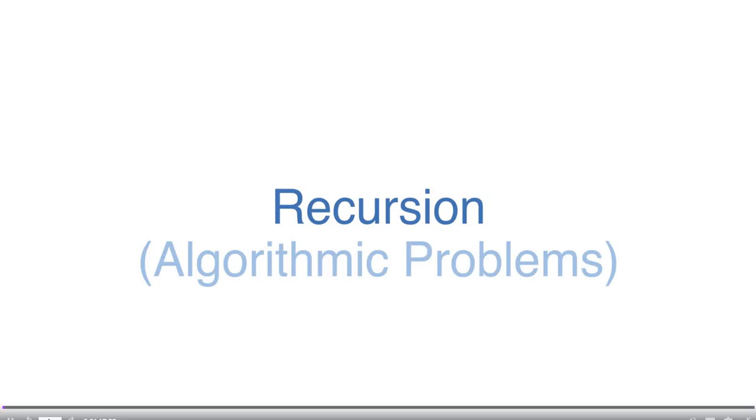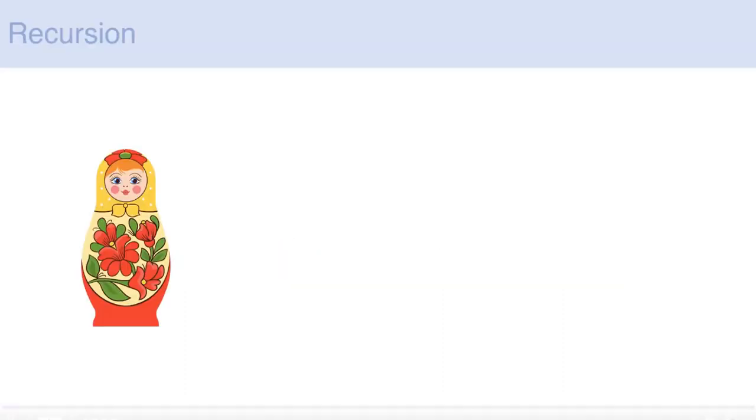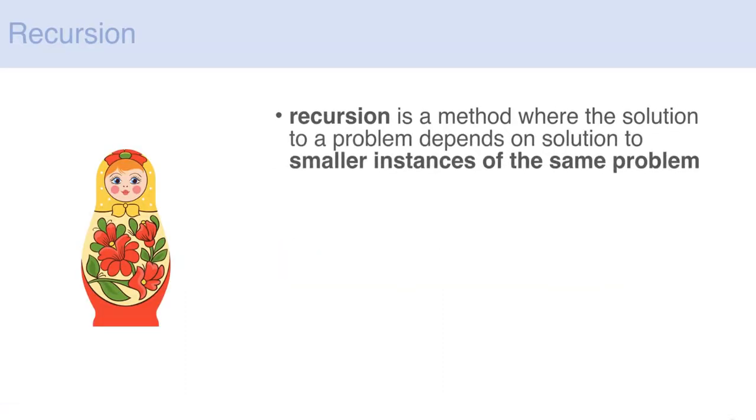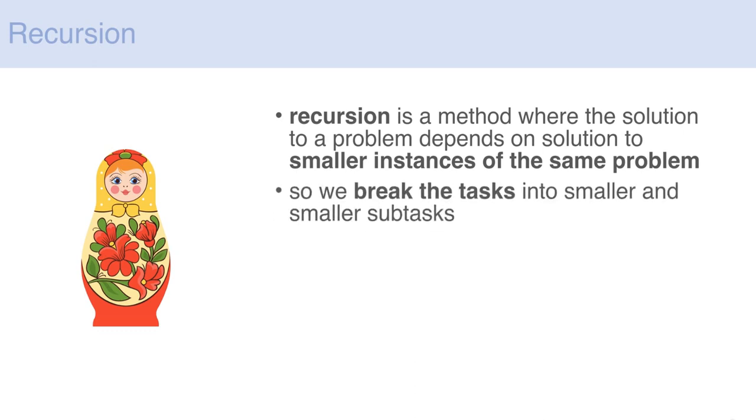In this lecture, we are going to talk about an extremely crucial topic in computer science, the so-called recursion. So first of all, what is recursion? Recursion is a method where the solution to a problem depends on solutions to smaller instances of the same problem. So essentially, we break the tasks into smaller and smaller subtasks, and what's crucial is that we are going to solve the subtasks with the same function. So essentially, we keep calling the same function over and over again.